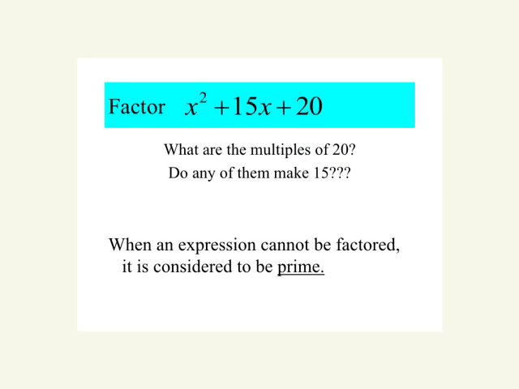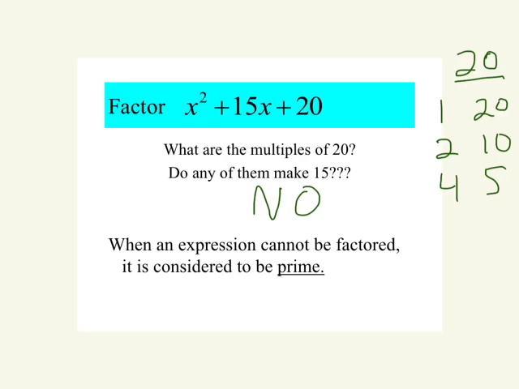Alright, let's go ahead and look at this trinomial. Right here we have x squared plus 15x plus 20. What are the multiples of 20? Do any of them make 15? Well, as we've listed before, the multiples of 20 are 1 and 20, 2 times 10, 4 times 5. Can any of those add to be a positive 15? And the answer to that question is no, not possible. So when an expression cannot be factored, it is considered to be prime.